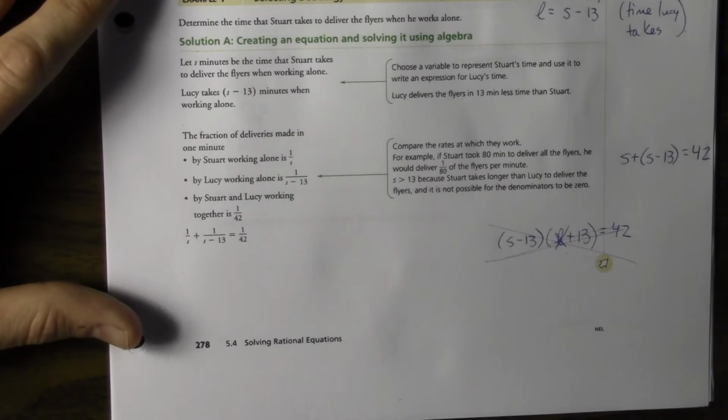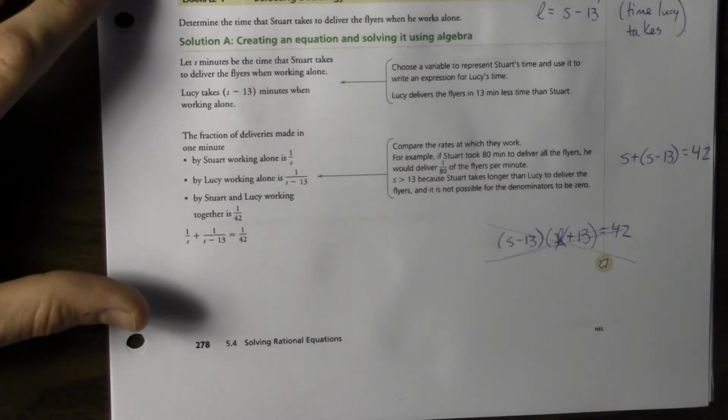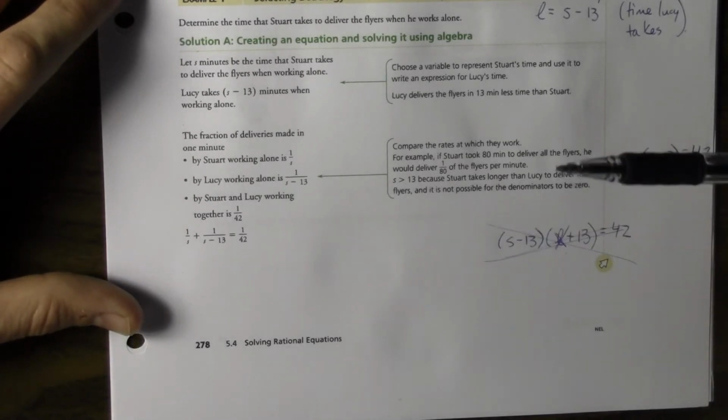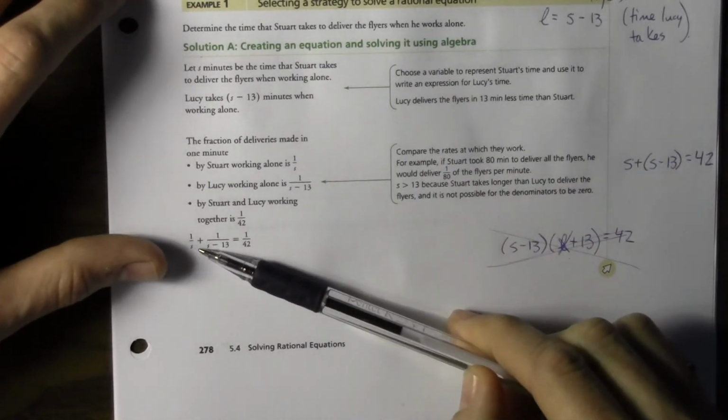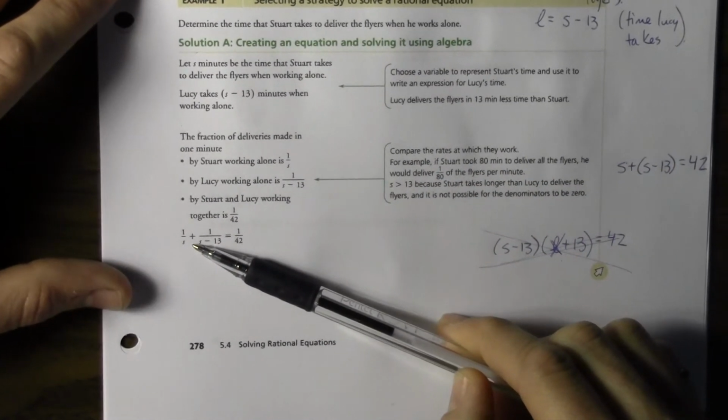So let's say Stuart takes 50 minutes to make all deliveries. How long is it going to take him to make one delivery? 1 over 50. Does that make sense? Two deliveries is going to take him 2 over 50. 50 deliveries is going to take him 50 over 50. So that's where the 1 over s comes from. Does that make sense now?